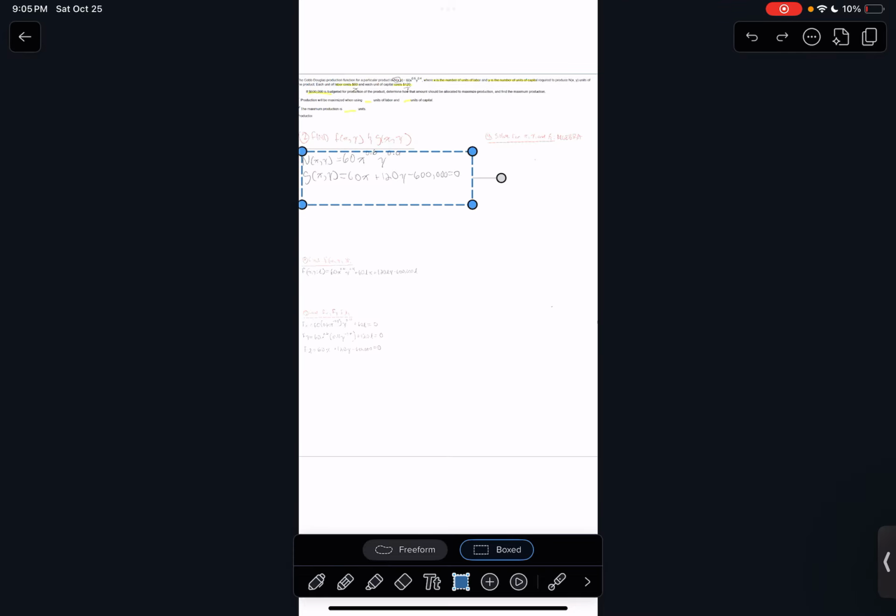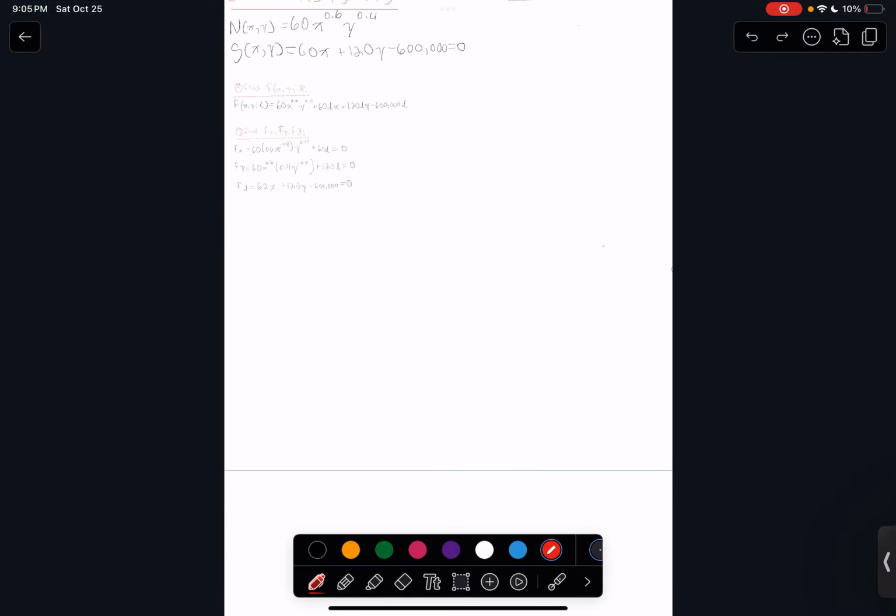Oh, technical difficulties here. Give me 1 second. All right, I'm just going to make a big section down here. Solve for x, y, and lambda using algebra.